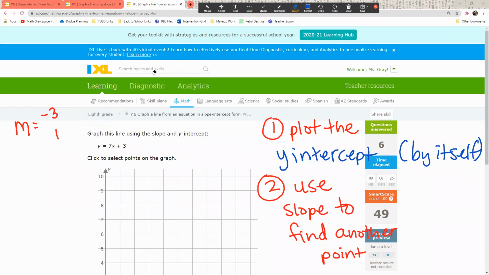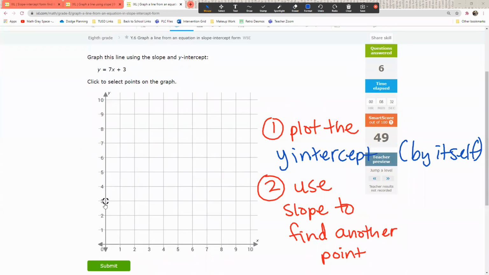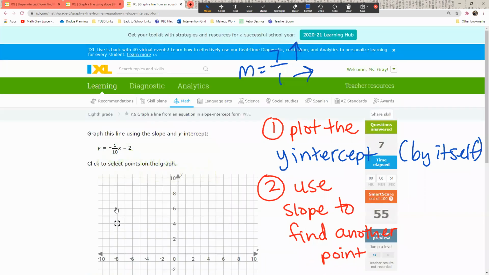All right, so for this one, the y-intercept is 3. So I'm going to go down to positive 3. And then my slope is 7. So if it's 7, that's 7 over 1. So up 7 over 1. So from 3, I'm going to go up 7 over 1.